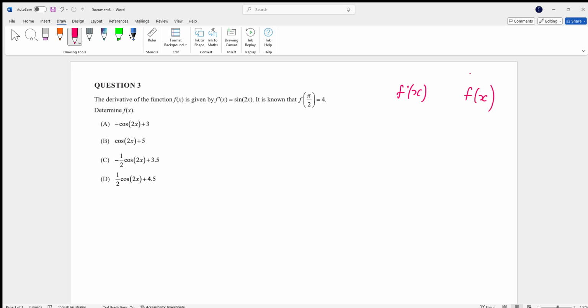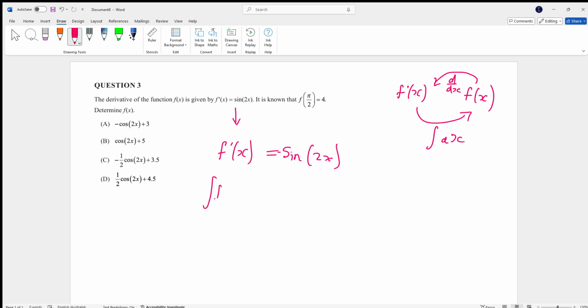Well, to go from f of x to f dash of x, you have to differentiate. Therefore, to go backwards, you have to integrate with respect to the variable, so x in this case. So realistically, what we should start off with is integrating this. So we have f dash of x equals sine 2x. Then we'd integrate that on both sides.